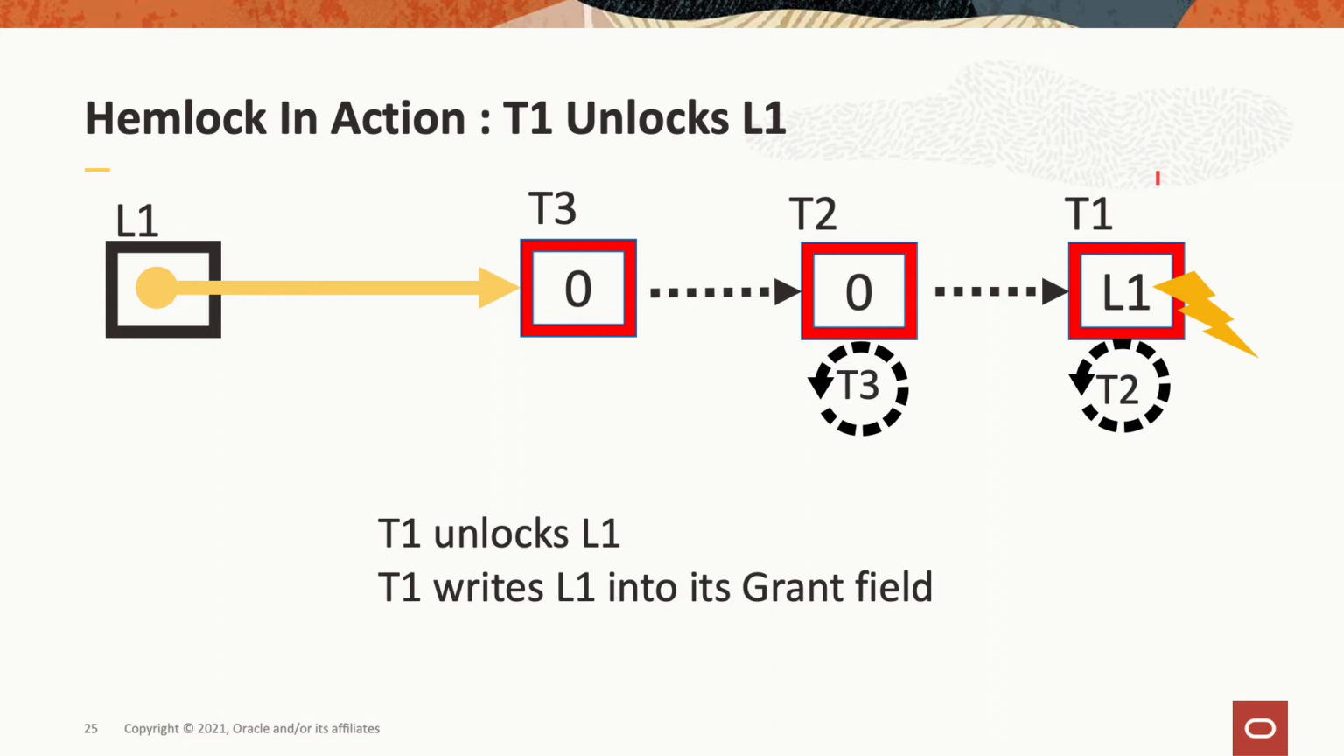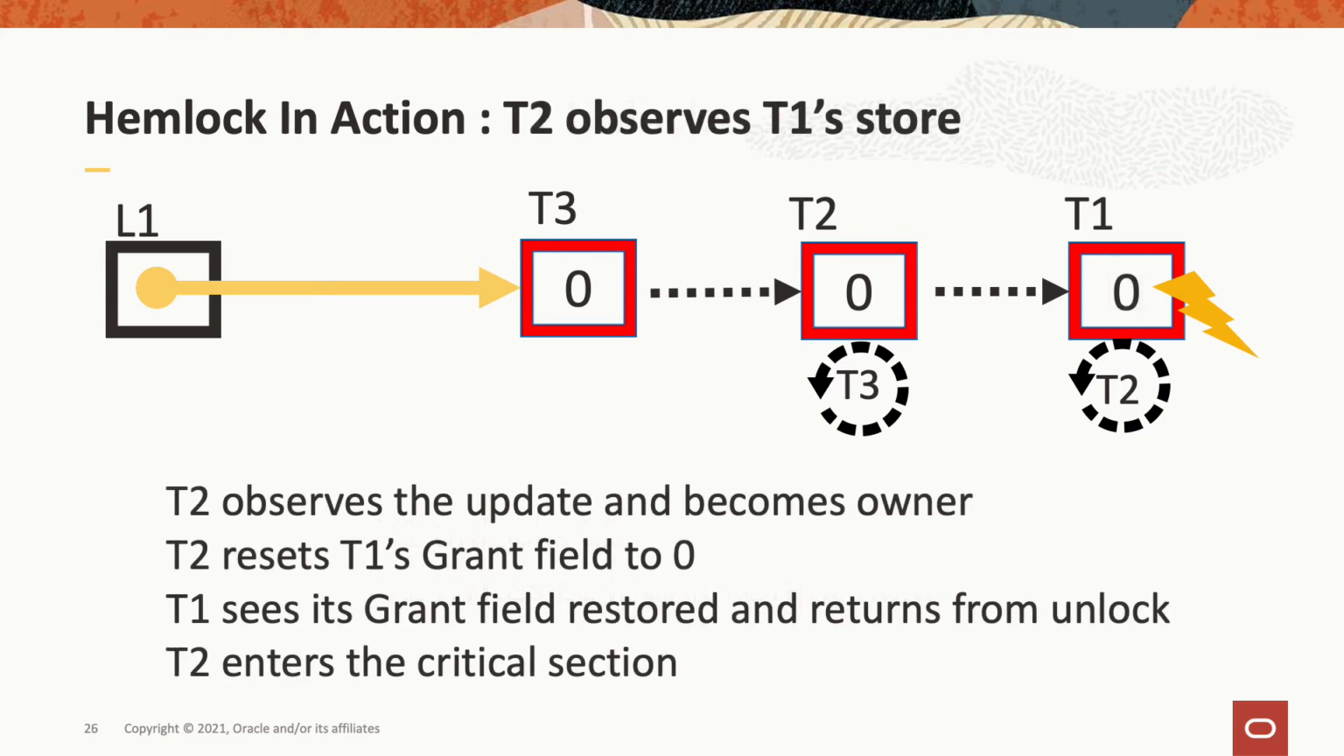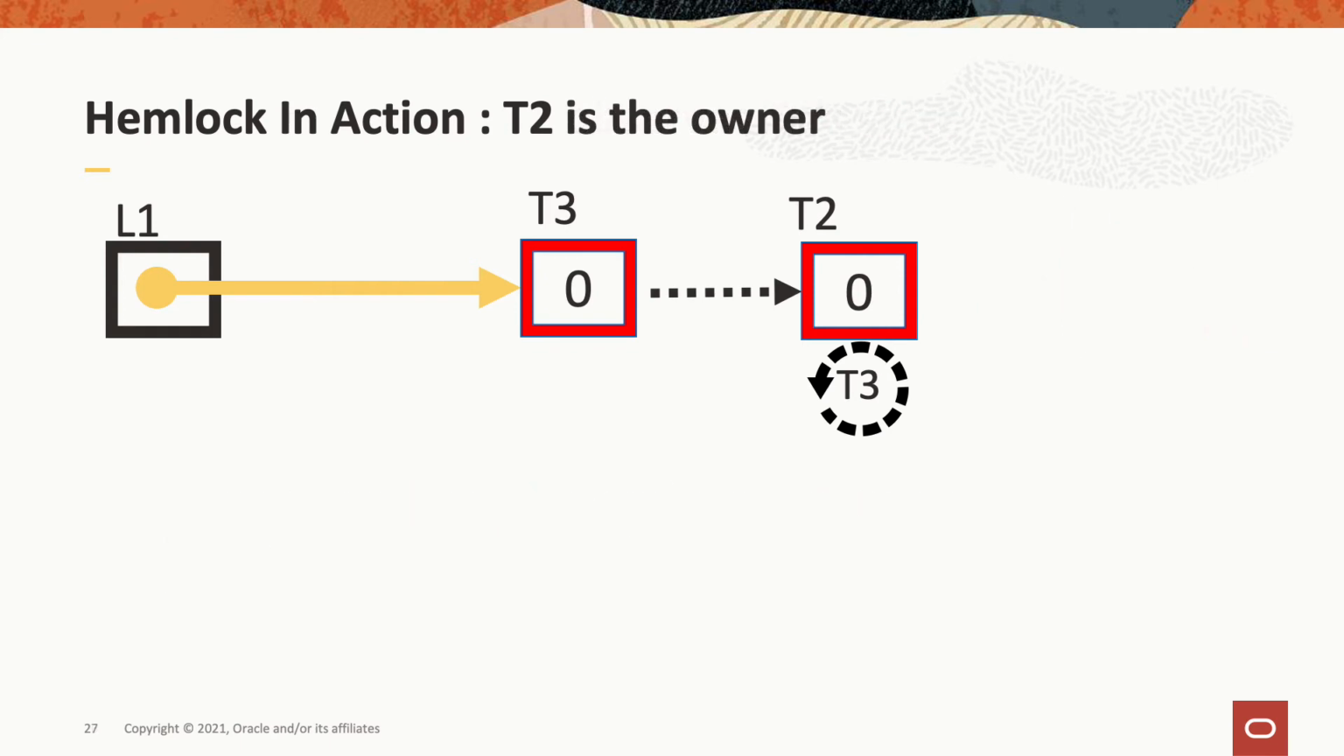T1 writes the address of L1 into its own grant field. T2 observes the update, that is, the value of L1 in T1's grant field. T2 then resets that grant field in T1 back to 0. T1 sees its grant field restored, returns from unlock, and T2 now enters the critical section. T2 is now the owner of the lock L1, and T3 busy waits on T2's grant field.